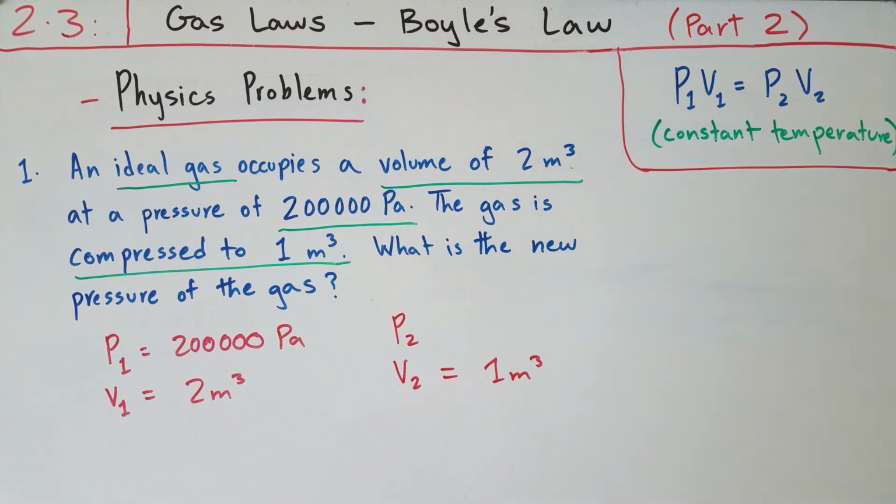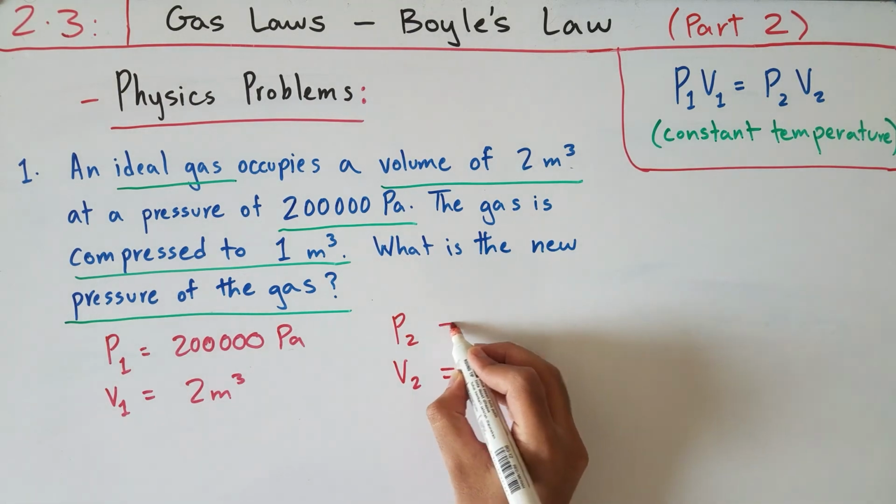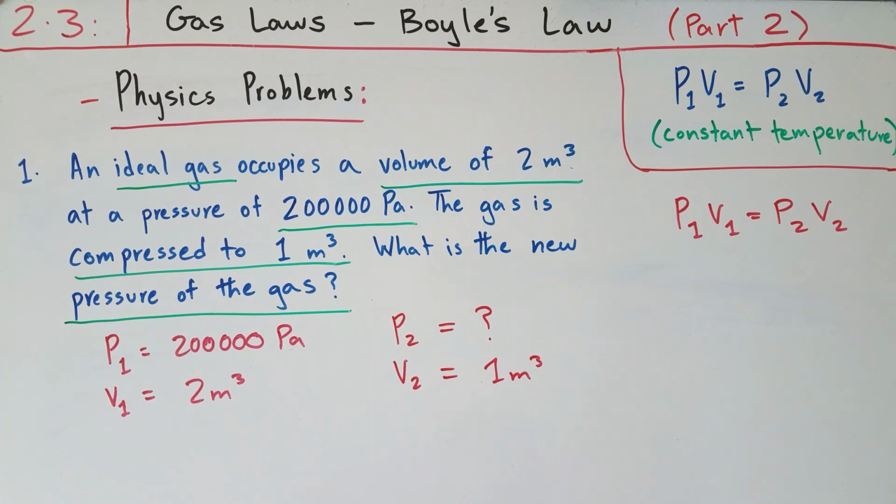Now the question is asking, what is the new pressure of the gas? This is the missing part of the question, and we will call this new pressure of the gas after the compression P2. So we know that our 4 variables in this question are P1, P2, V1, and V2. We know P1, V1, and V2, but we don't know what pressure 2 is. So we can start plugging our values into Boyle's law, and solve for P2 using algebraic manipulation.